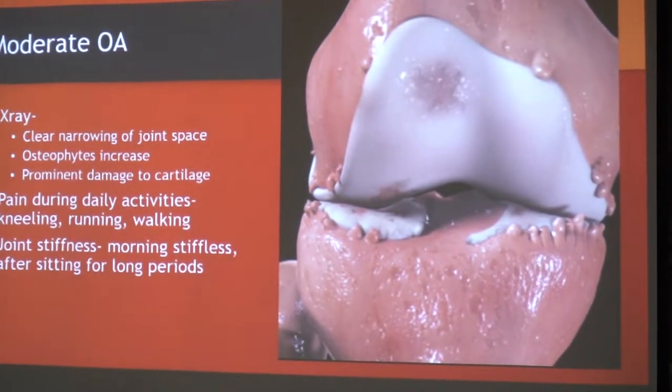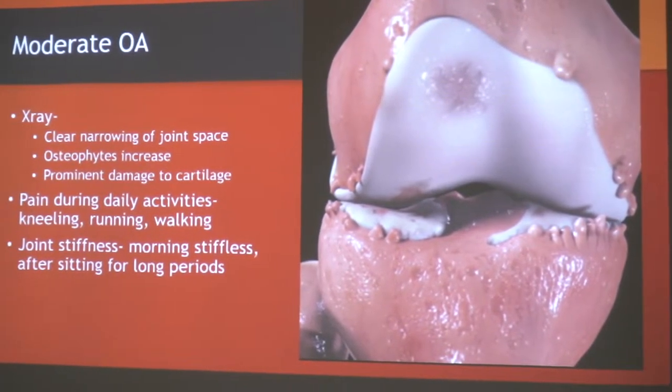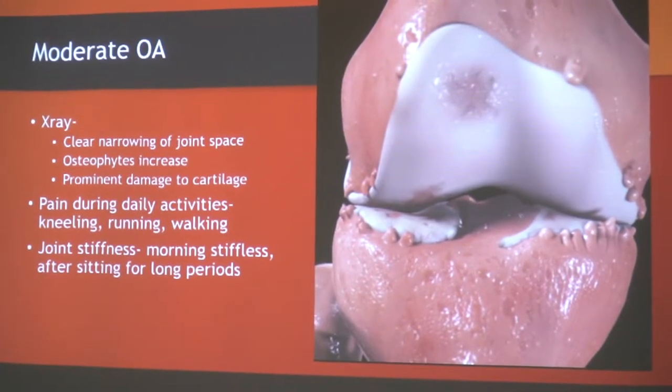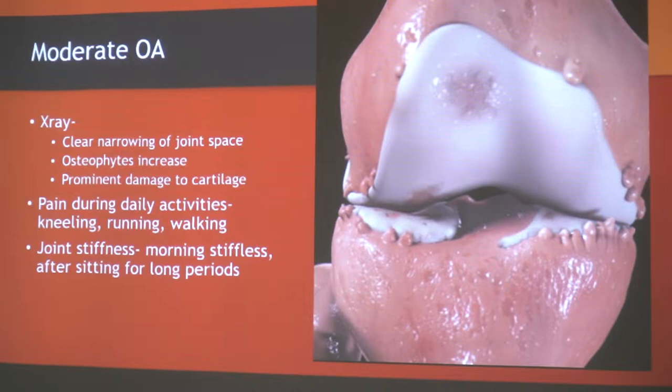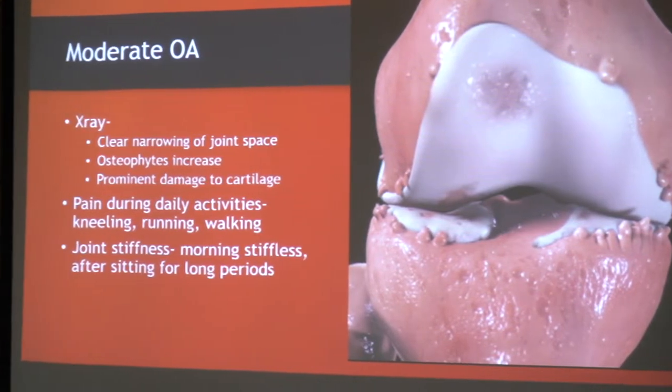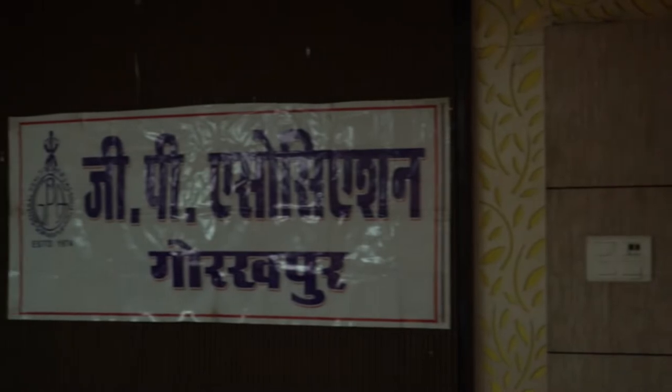In the moderate stages, as the osteoarthritis progresses, the patient starts feeling pain during daily activities also, like kneeling, running, walking briskly or climbing stairs. Now the patient feels prominent joint stiffness, especially morning stiffness. Whenever the patient wakes up, he feels stiffness in the joint, and after sitting for long periods, whenever he stands, he feels stiff joints.